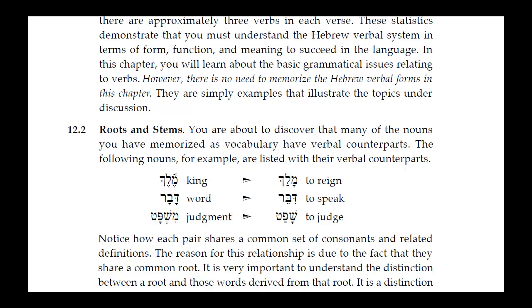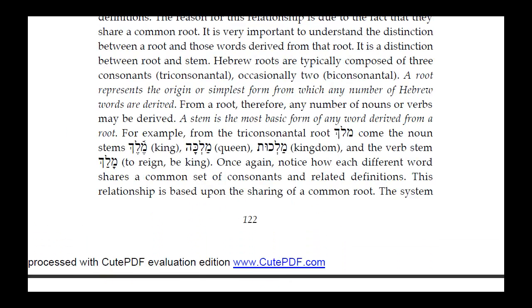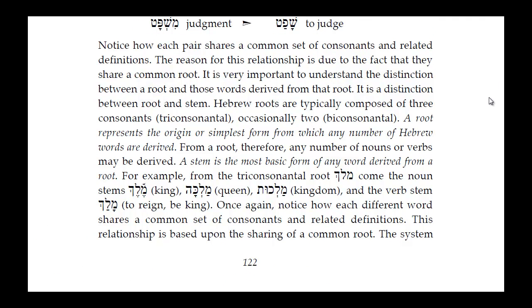And for this reason, this relationship is due to the fact that they share a common root. The Mem, the Lamed, and the Kaf Sofit, or the Dalet, the Bet, and the Resh, or the Shin, the Pei, and the Tav here in Mishpat, they have a common root that they share. So it's very important to understand the distinction between the root and those words derived from that root.